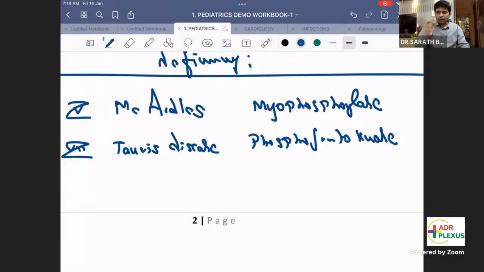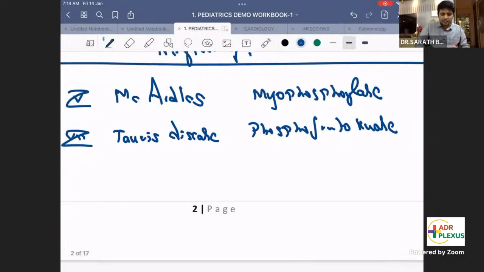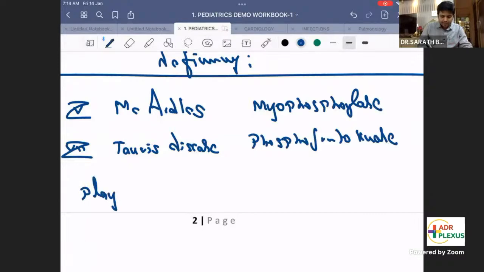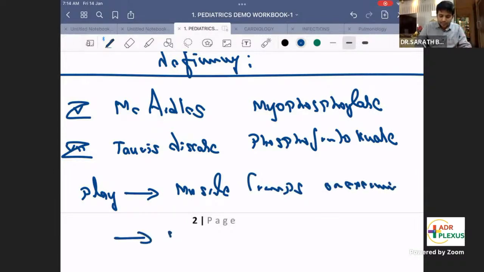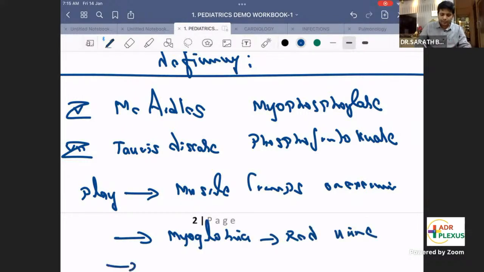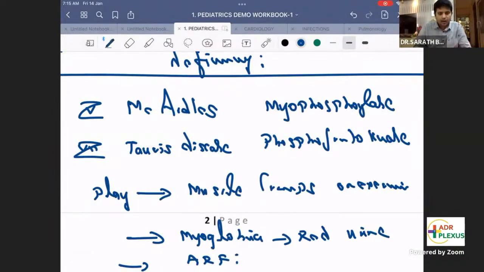As I told you, you need to be a good clinician. How will a case of McArdle's disease and Tarui disease manifest? Sir, whenever I play vigorously, I develop muscle cramps on exercise. At times, it leads to myoglobinuria and red-colored urine. At times, it can lead to acute renal failure, tubular necrosis. So the main manifestation of McArdle's and Tarui disease is exercise-induced muscle cramps. I repeat, whenever any child comes with exercise-induced muscle cramps on a day-to-day basis, consider McArdle's disease or Tarui disease.